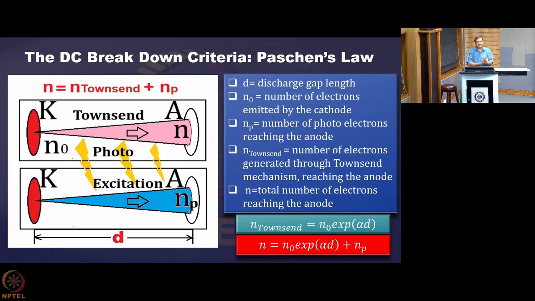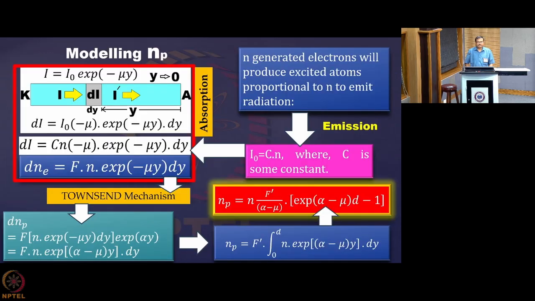And the different parameters that we have explained are written on the upper right corner of this slide. In this discharge gap, n0 is the number of electrons emitted by the cathode. Np is the total number of photoelectrons reaching the anode. N Townsend is the total number of electrons generated through the Townsend mechanism, and n is equal to np plus n Townsend. That gives you the total number of electrons finally reaching the anode.